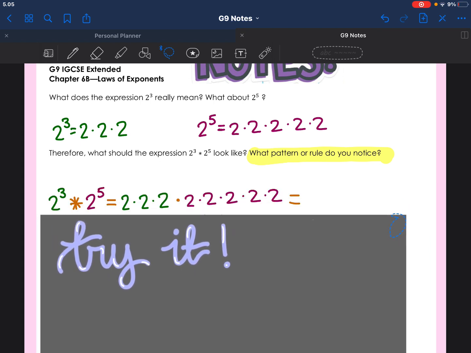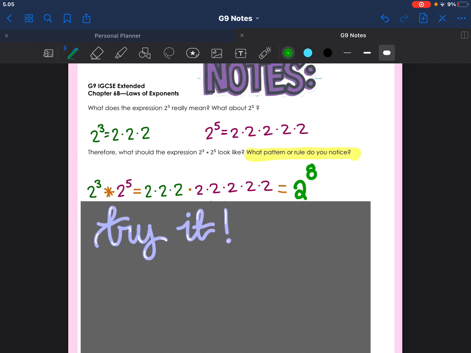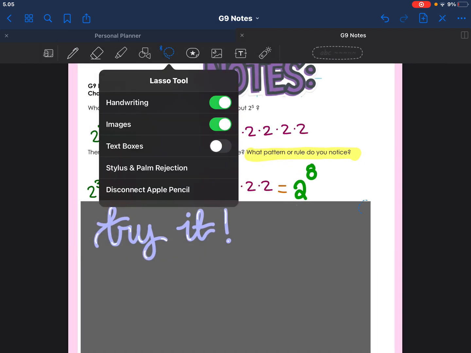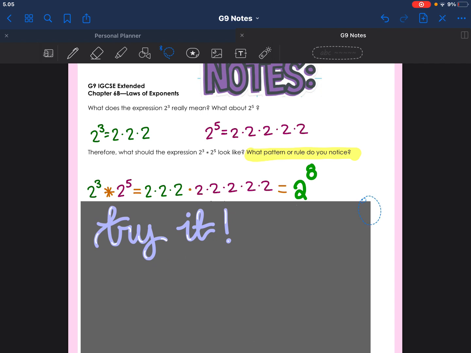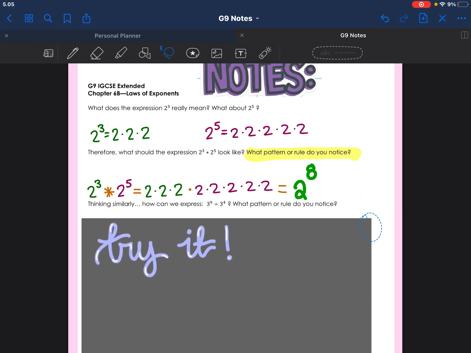If you said yes, there is a pattern, you are right, because this is the pattern. You lay it out, multiply them all by each other. So this equals 2 to the power of 8, because there are 8 2's on the screen there, multiplied by itself, right? Right. So how about division?